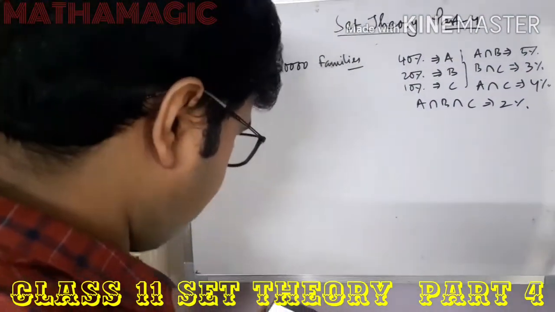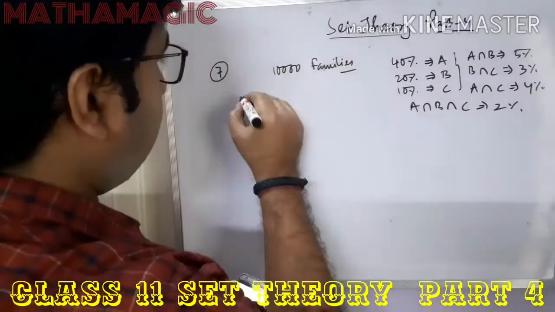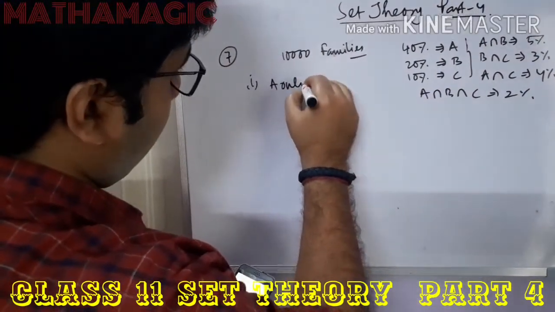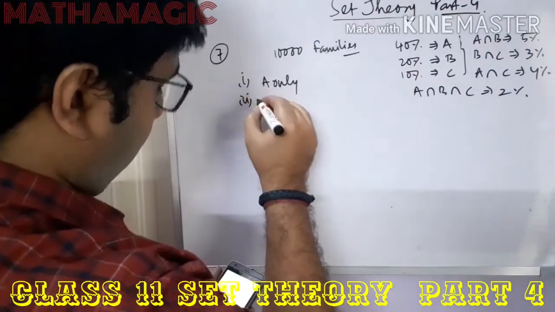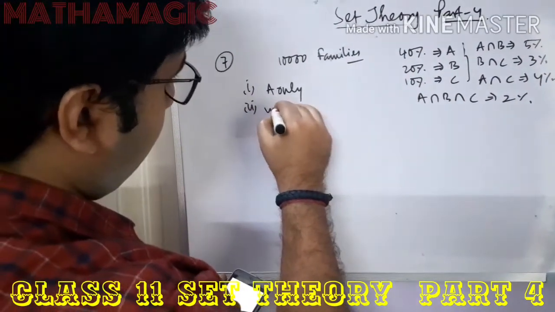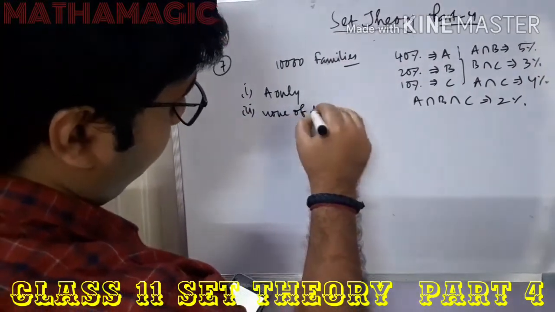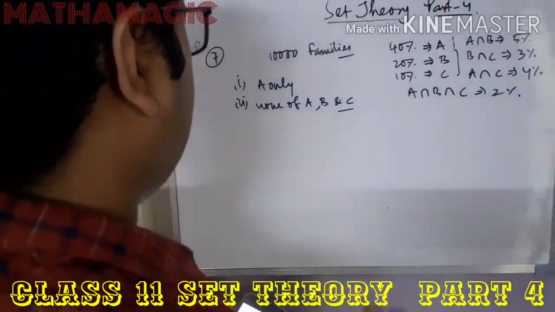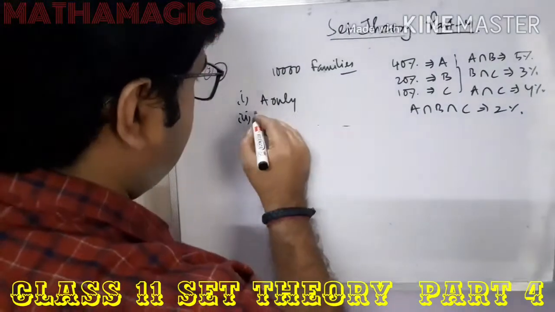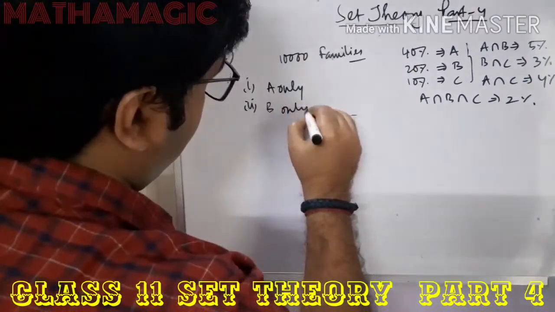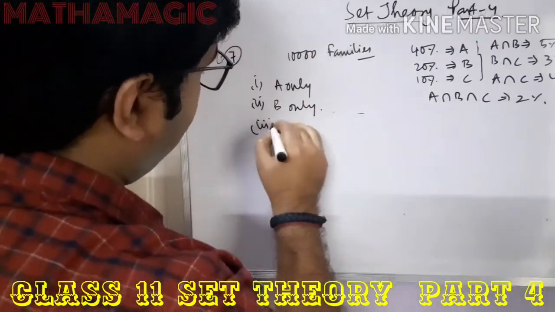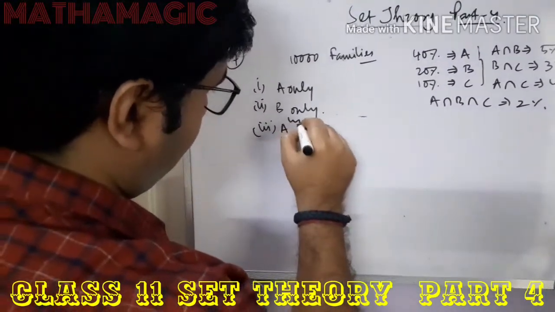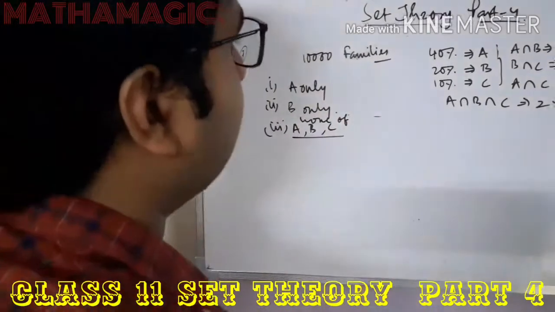We need to find, first question, the number of families which buy A paper only. Then in the second part, B only, and then in the third part we'll find A, B and C, and none of A, B, C.